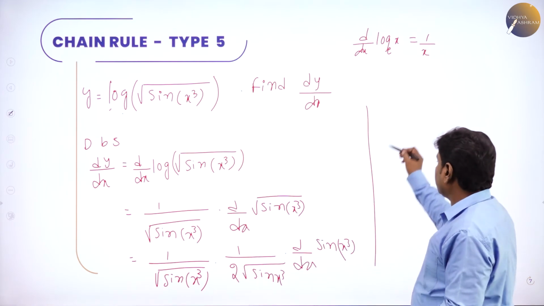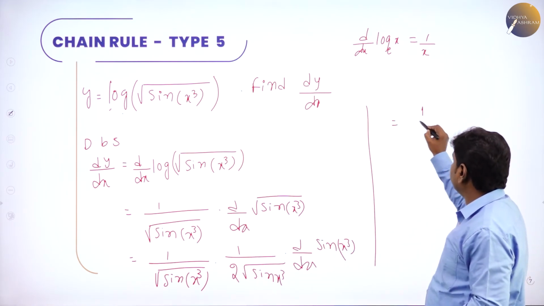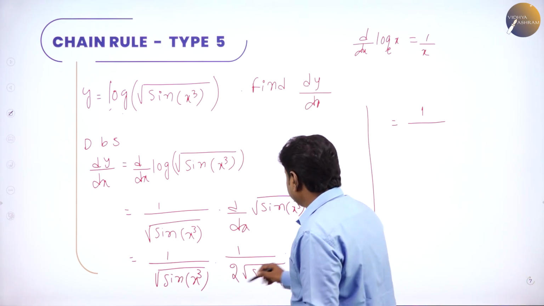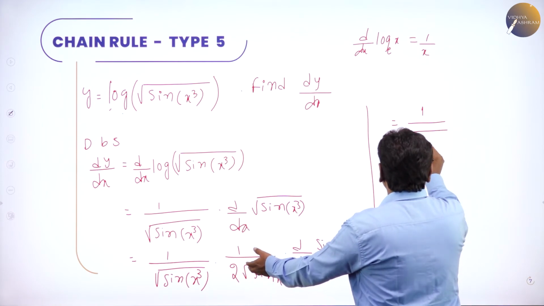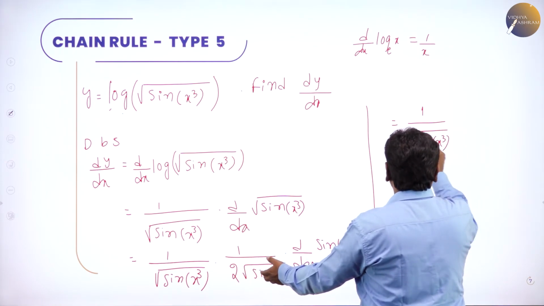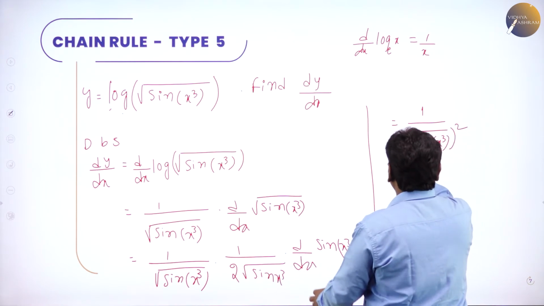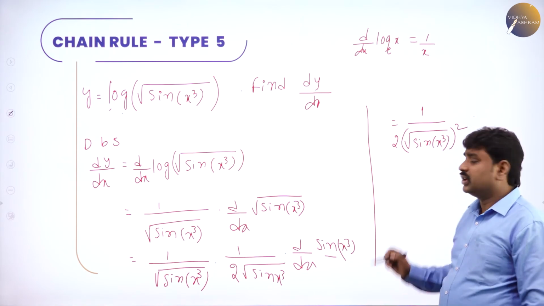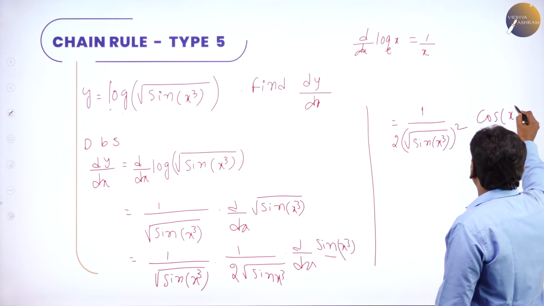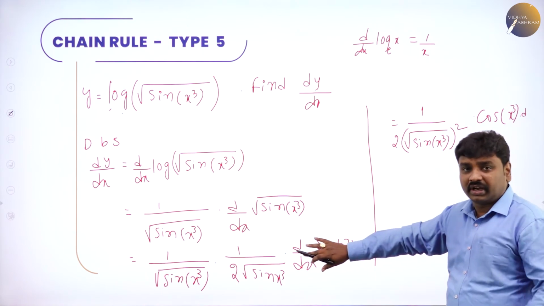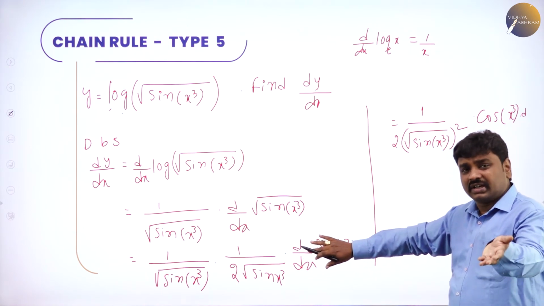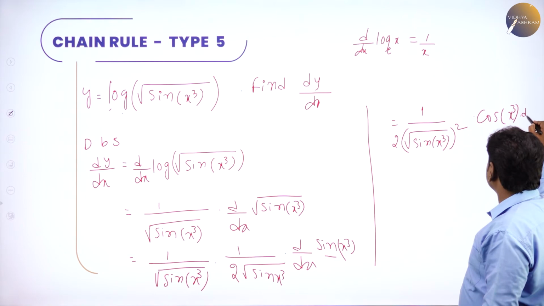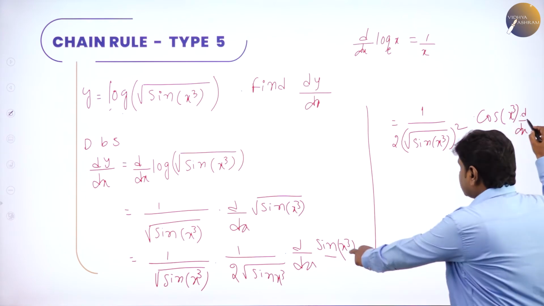If I multiply all the numerators, 1 into 1 into 1 into 1 is 1, divided by root sine x cube into root sine x cube. Root into root becomes the root of sine x cube whole square, into 2 into d by dx of sine x cube. What is the derivative of sine? Cos of x cube into d by dx of... see, if it is sine x, I'll write cos x and stop. But inside sine I have a function. So the derivative of sine is cos x cube into d by dx of the internal function. What is there inside? X cube.